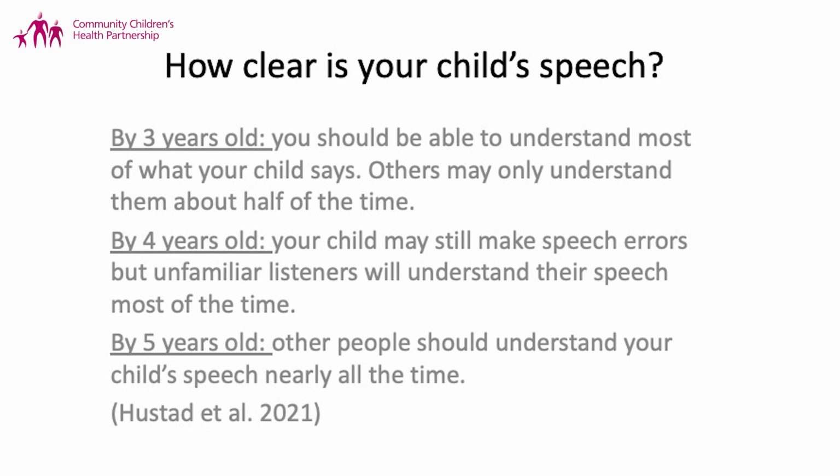By nearly 3 years, you should be able to understand most of what your child says, but others may only understand them about half of the time. By nearly 4 years, your child may still make speech errors, but unfamiliar listeners will understand them most of the time. And by around 5 years, children may still be making errors, but other people should understand their speech nearly all of the time.